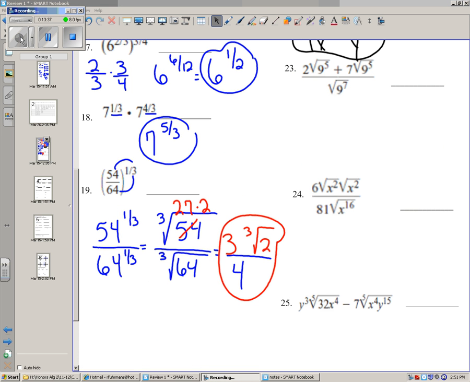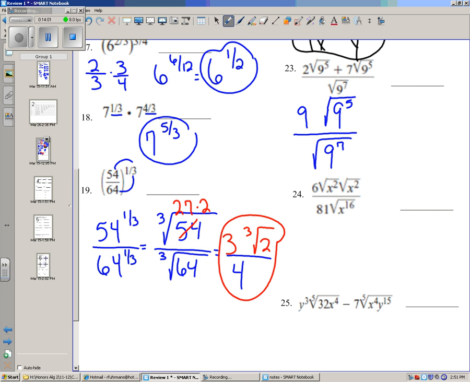All right, 23. What I'm going to do on 23 is I'm going to add these up first. So 2 plus 7 on top is 9, with a 5th root of, I'm sorry, not a 5th root, but 9, and then in the square root, 9 to the 5th power. And then on the bottom, I have the square root of 9 to the 7th power.